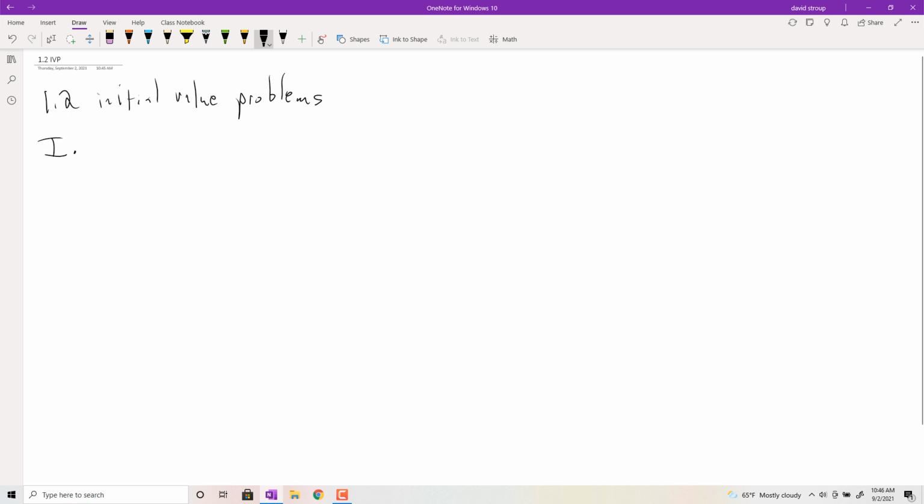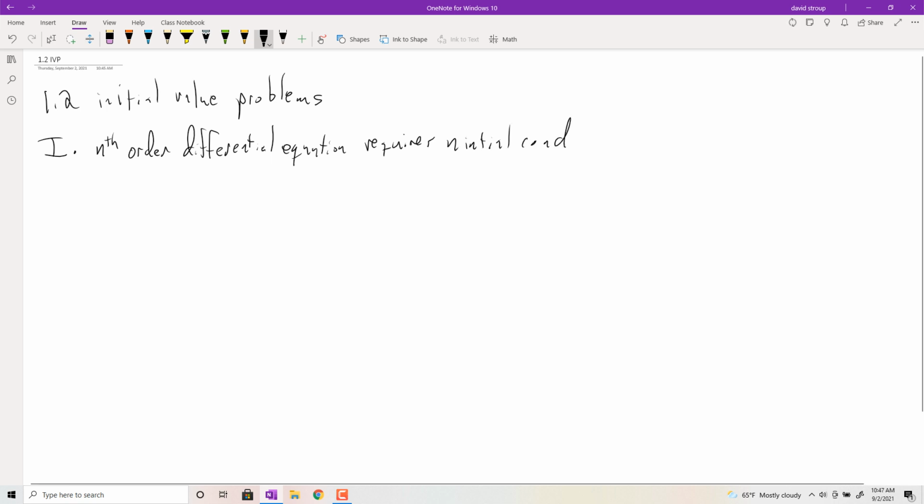Okay. So in particular, for an nth order differential equation, you need n initial conditions. An nth order differential equation requires n initial conditions. And you've probably already gotten a flavor of this from calculus.